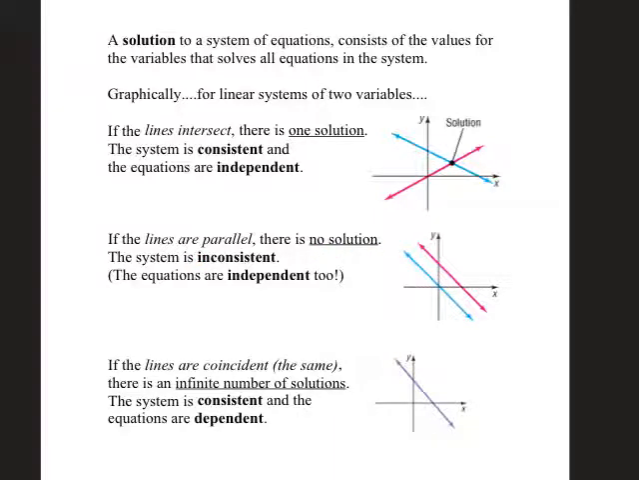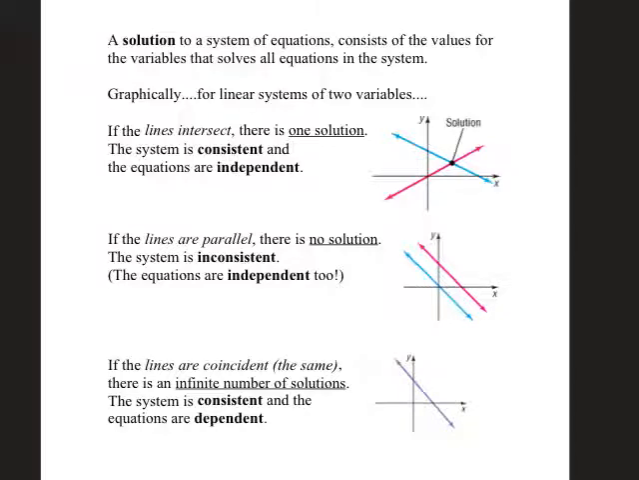So the idea of consistent or inconsistent has to do with whether there's a solution or not. And this situation is also that they're independent equations. That means there are two different equations, so you've got two different lines. Here it was independent equations; you have two different lines. But in this situation, these lines don't intersect. So there are no solutions in common, and we have no solution.